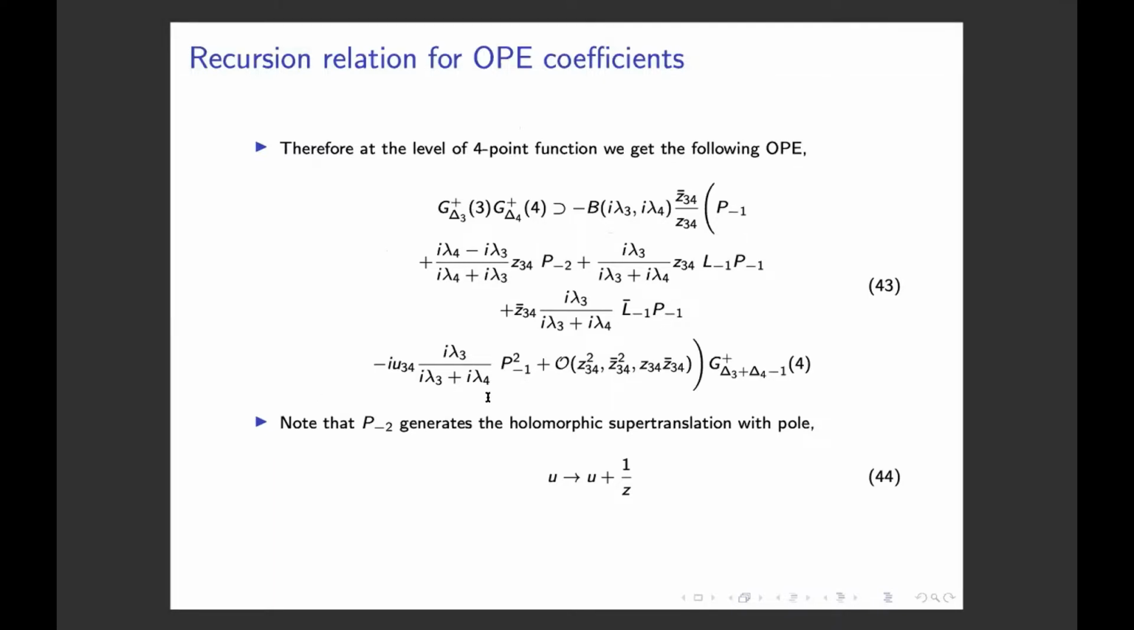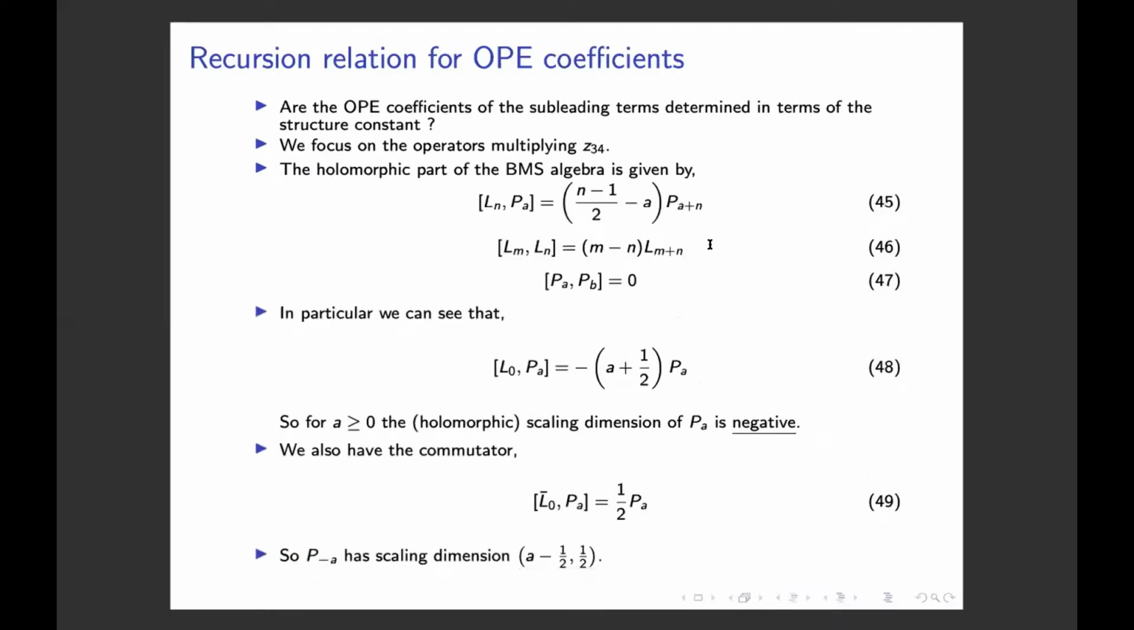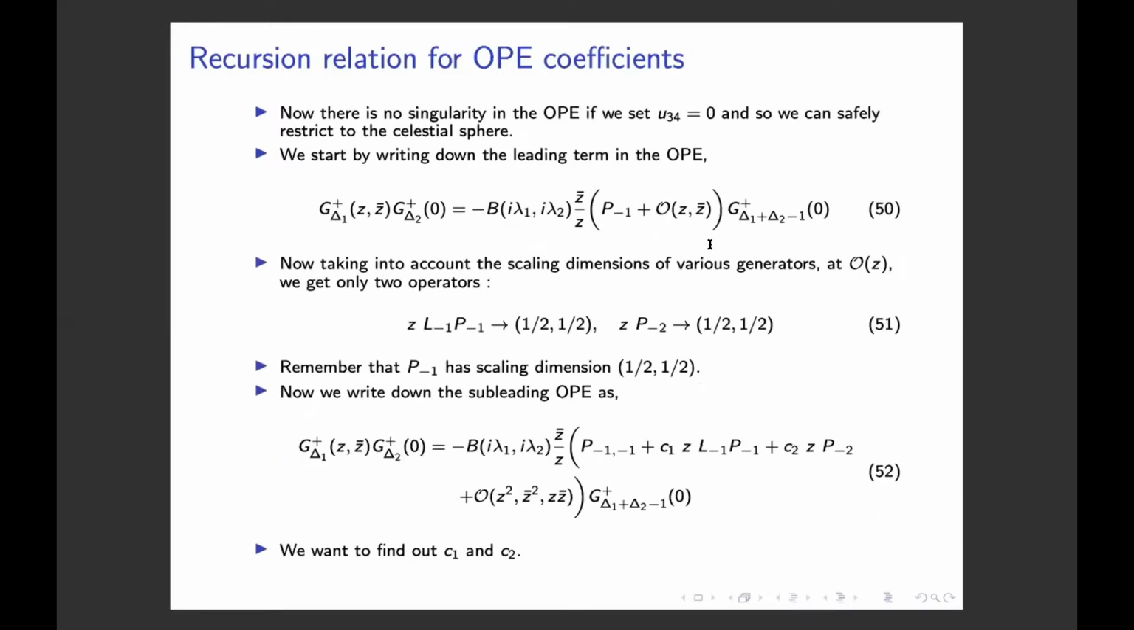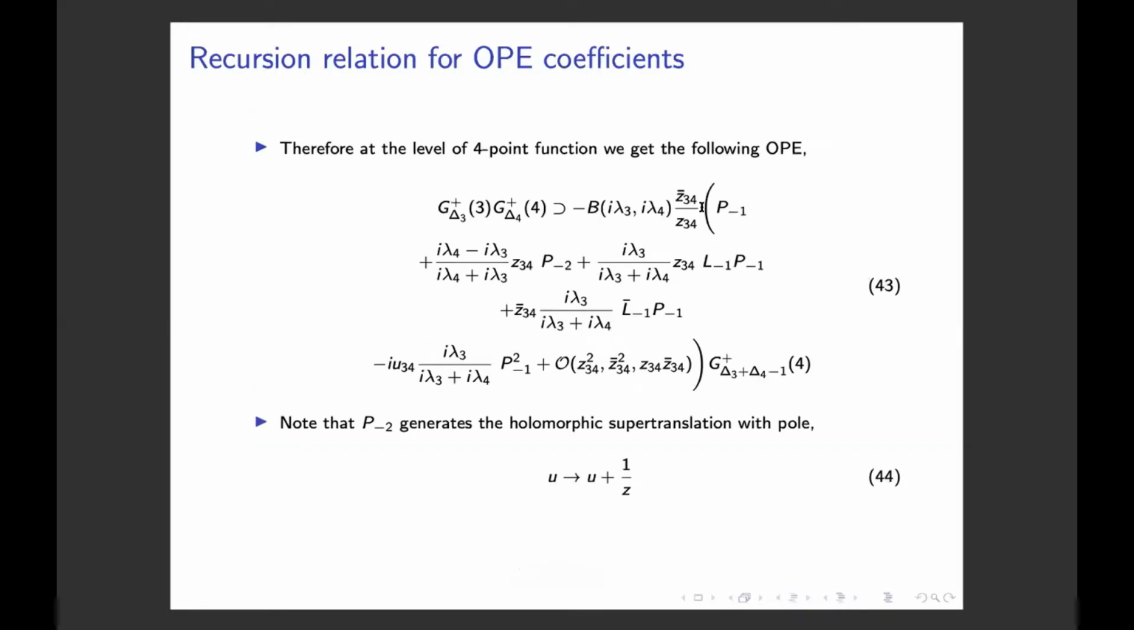And we can see that this P minus 2 gives a holomorphic super translation with pole. Okay, so now you can look at this OPE expansion. Let me now look at the recursion relation for the OPE coefficients. But let me just show you one thing, because there was a question about whether this is in increasing powers of the scaling dimension.